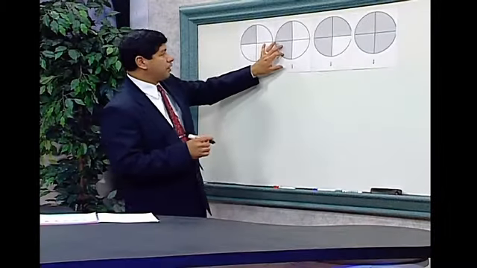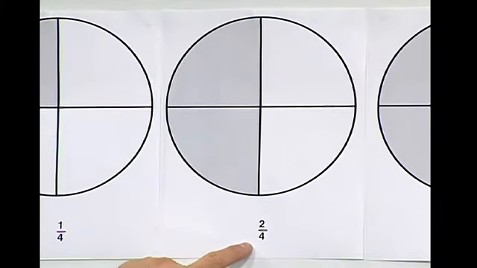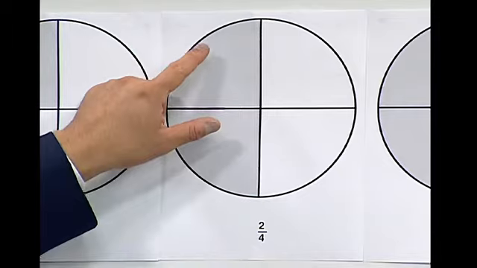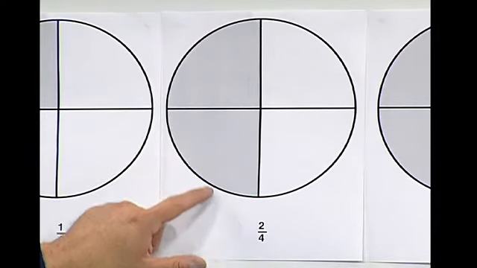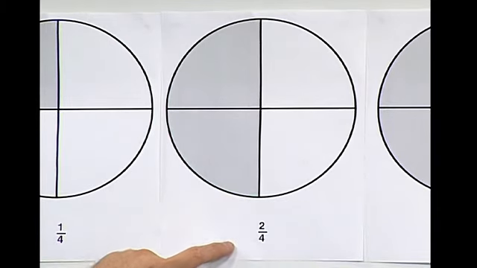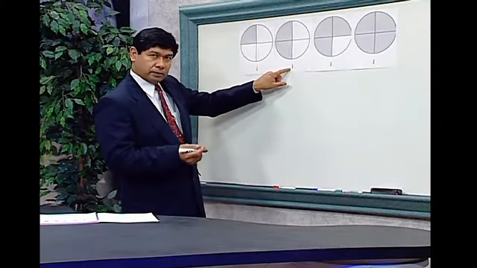Okay? In this model, again, we have 4 equal parts. That divides this model, so our denominator is 4. We are interested in 2 of the parts. 2 parts are shaded in, so we have 2/4. 2 parts are shaded in out of a total of 4 parts.